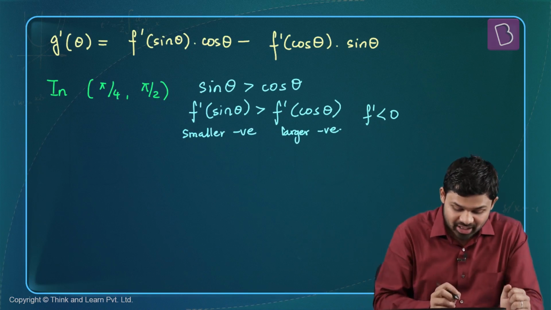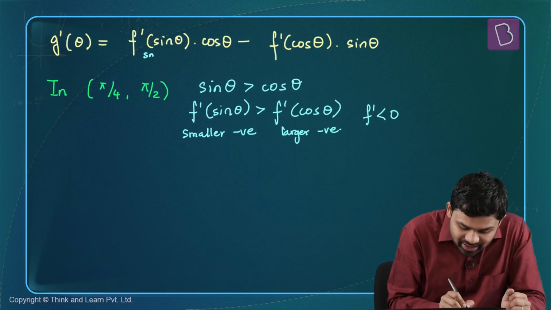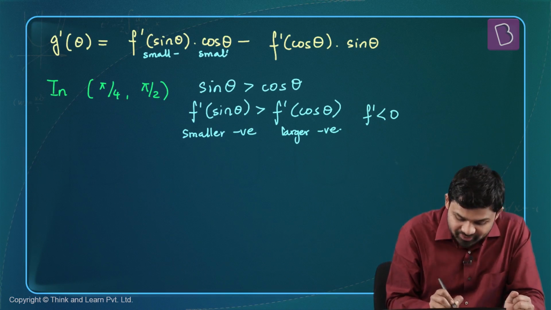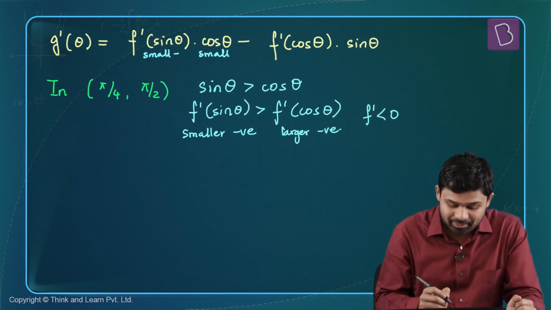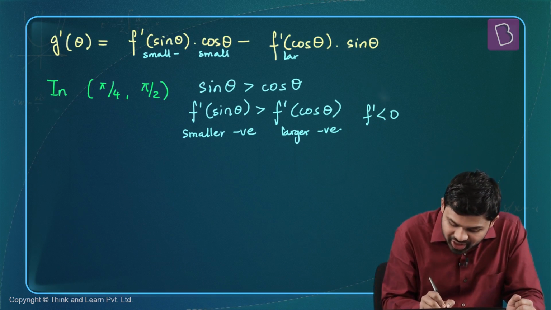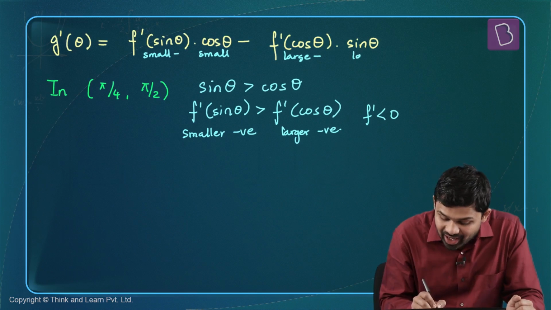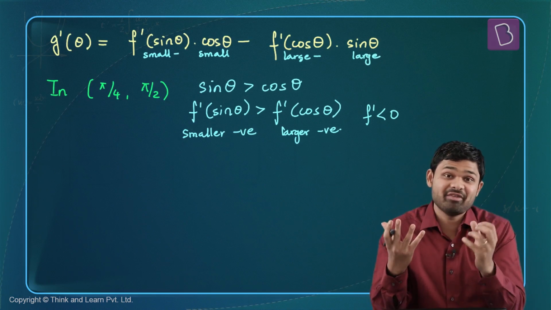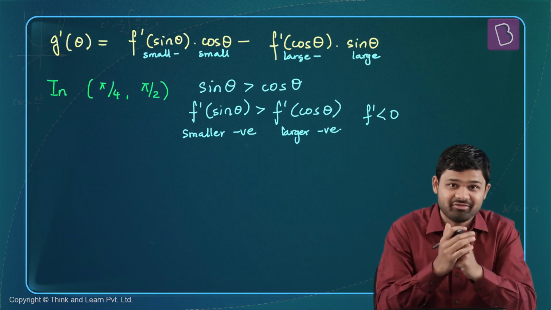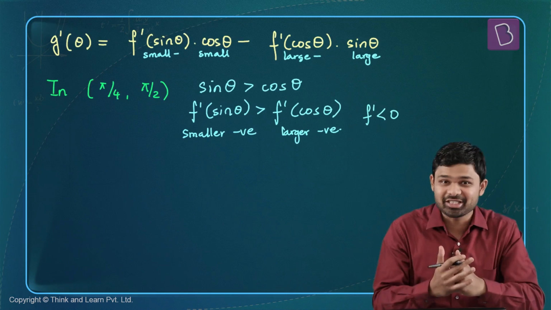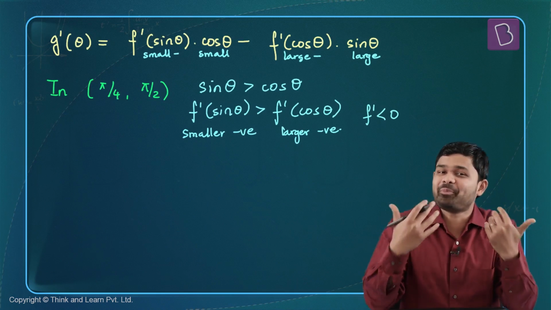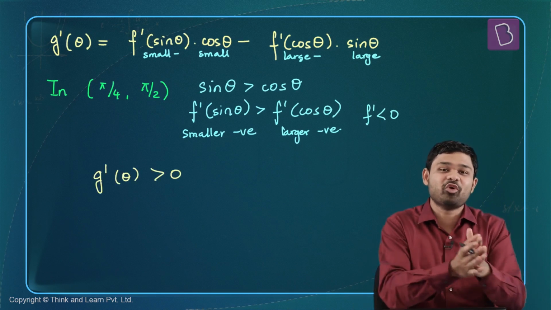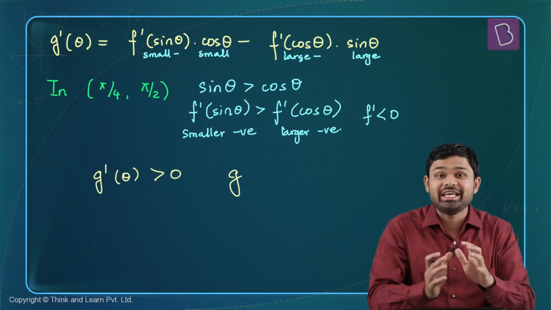So then what is happening? You have a small negative number and you have a small positive number. From that you are subtracting the product of a large negative number and a larger number. So what is happening? You have a smaller negative number and from that you are subtracting a larger negative number. It's like -3 minus -5, for which you get a positive number. So g dash of theta is positive in this interval pi by 4, pi by 2, or g is increasing in this interval.